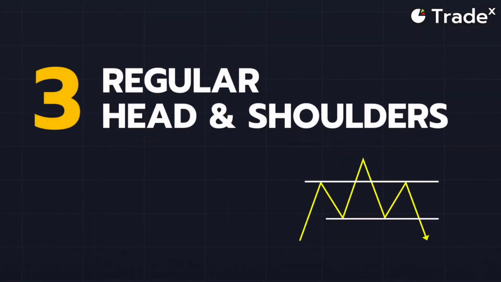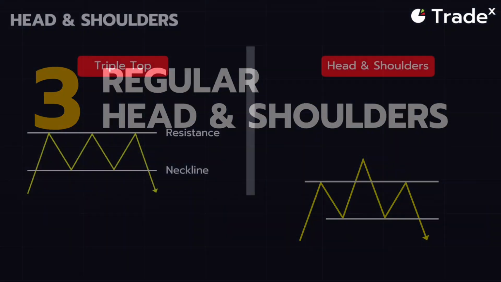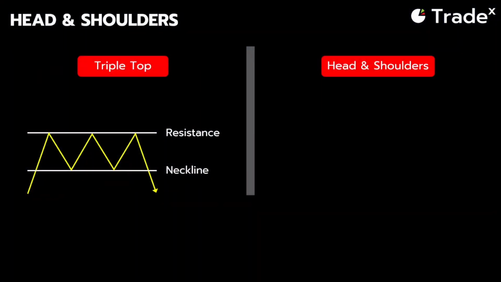Our third chart pattern for this episode is the head and shoulders. While it may look similar to the triple top, it has a very distinct interpretation. The name comes from its distinctive shape, resembling a head and 2 shoulders. As shown on the right, the first peak forms the left shoulder, followed by a higher peak that forms the head, and finally a lower peak that forms the right shoulder.